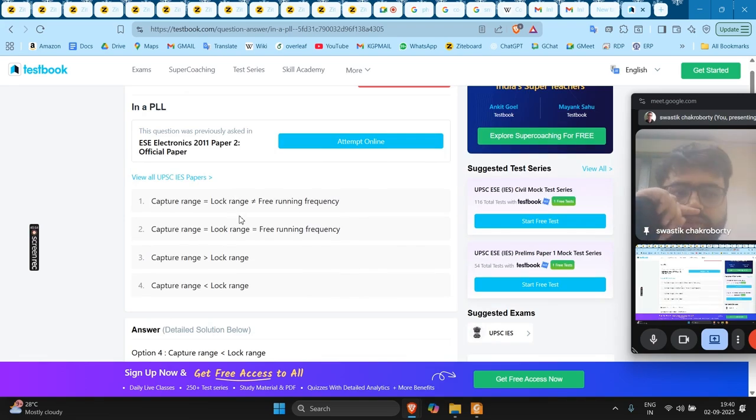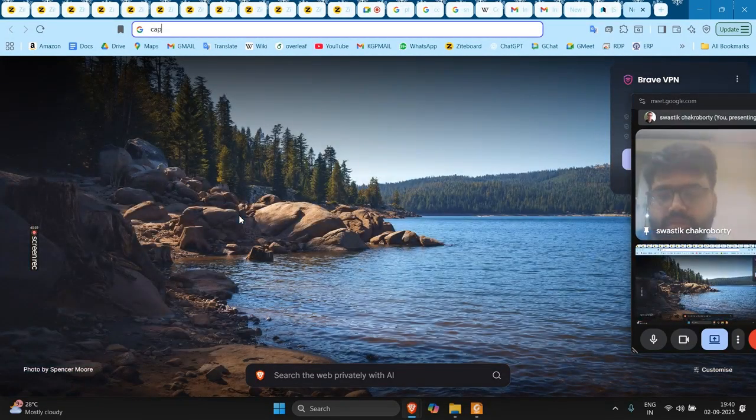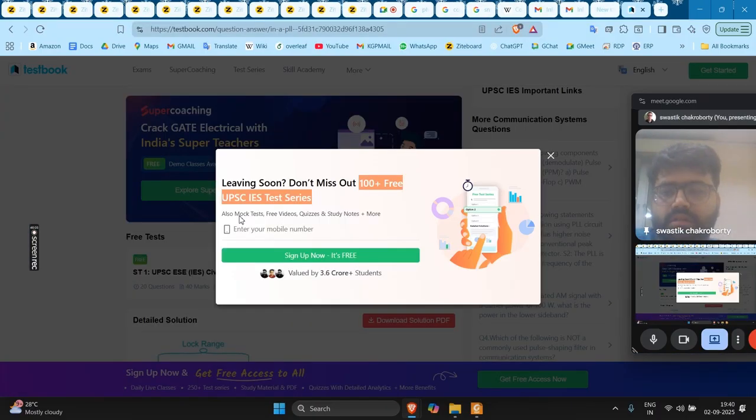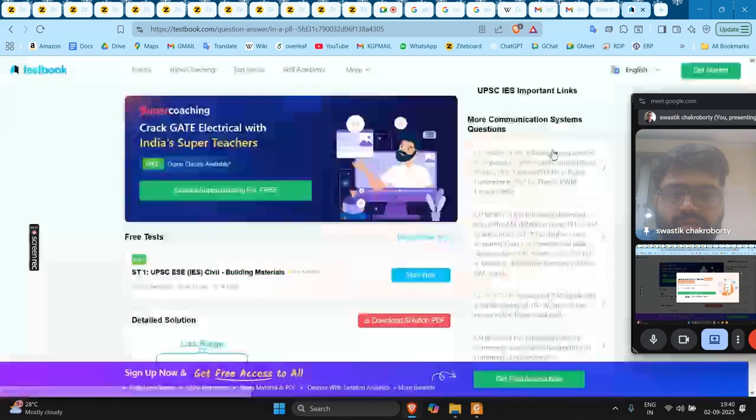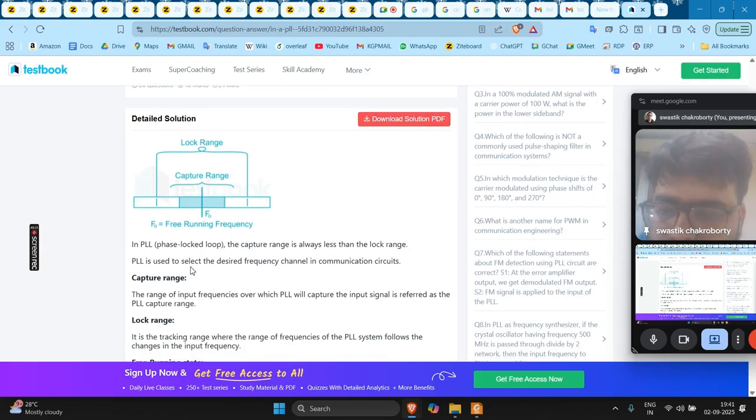Capture range and lock range. So what is the capture range and lock range of a VCO or a PLL? Capture range, lock range, and free running frequency. So free running frequency is the exact frequency at which the voltage is zero. The capture range is the range of input frequencies over which the PLL will capture the input signal. So it will track the input signal completely.